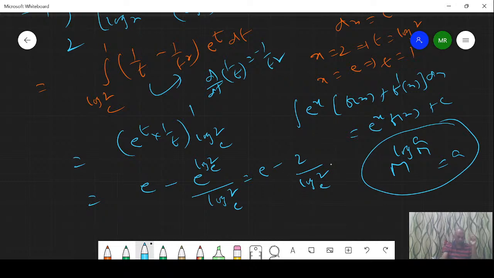So you can stop here. Some people can also write e minus 2 into log e base 2. This is also correct.